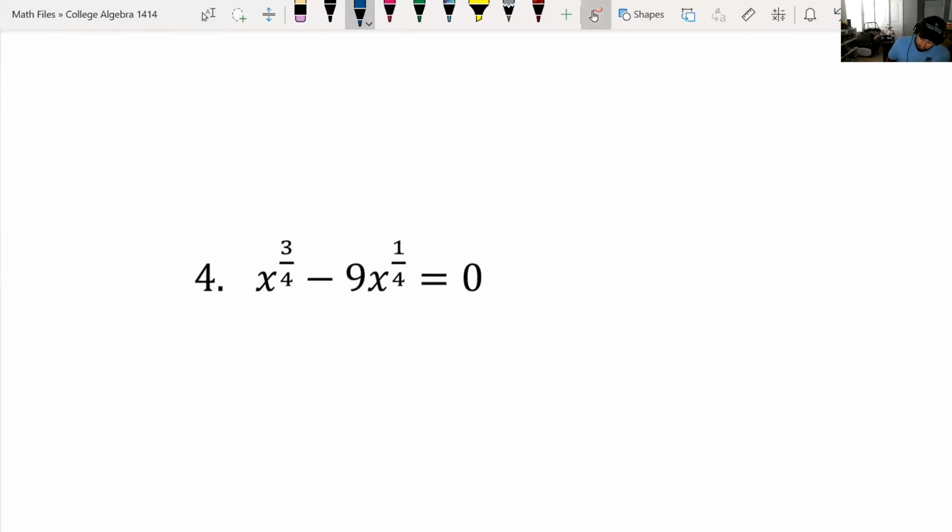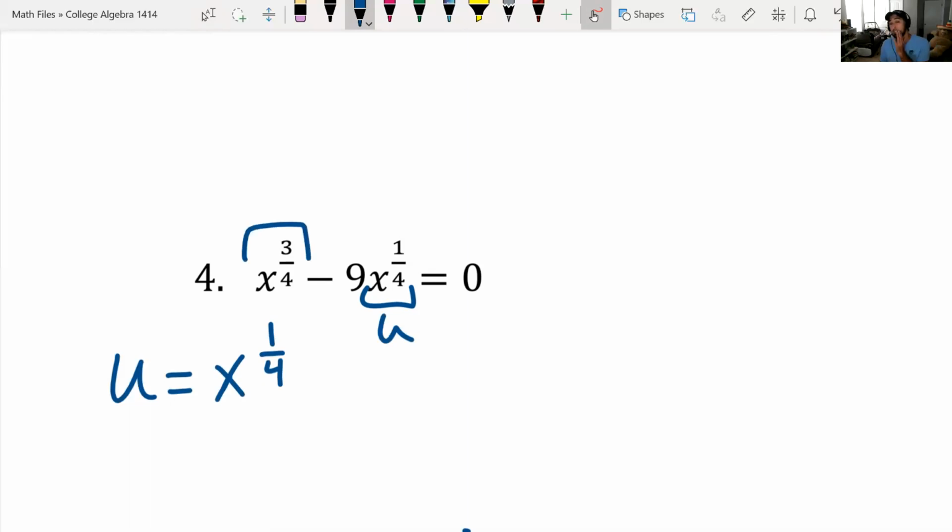So U is going to be x to the 1/4. And remember, it's always the variable with the lowest power, and most of the time, it's the middle term. You never ever include the coefficient. So U is going to be x to the 1/4.